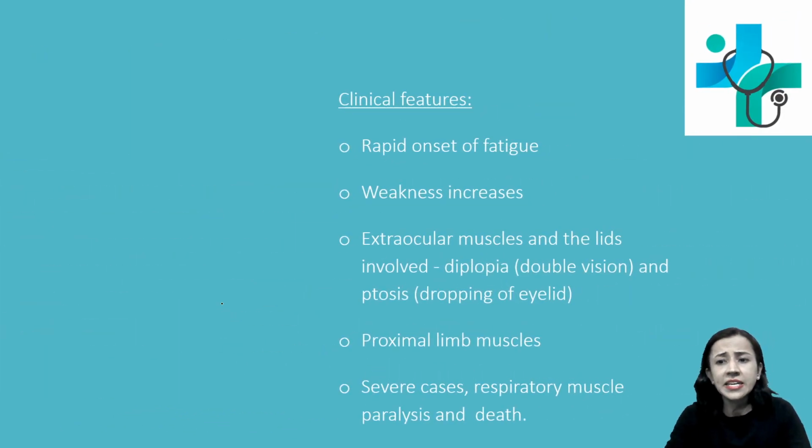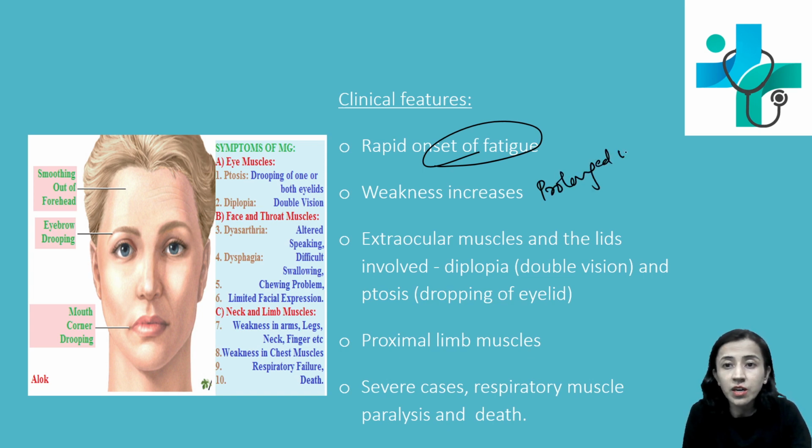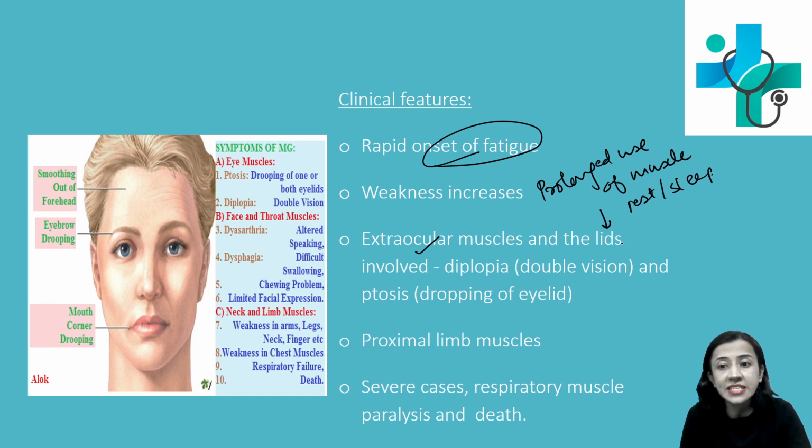Now, what are the clinical features? Because of the lack of neuromuscular transmission, the person has rapid onset of fatigue with marked generalized muscle weakness. Weakness increases during prolonged use of the muscle, and weakness decreases when the person takes rest or sleep. Commonly small muscles are involved, like the extraocular muscles and muscles of the lid.